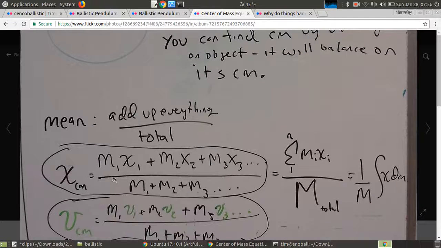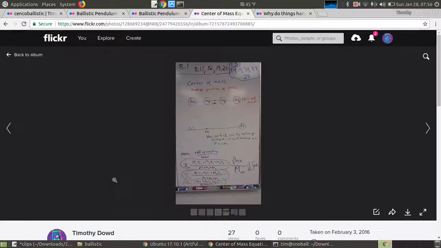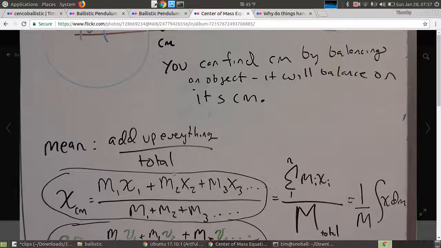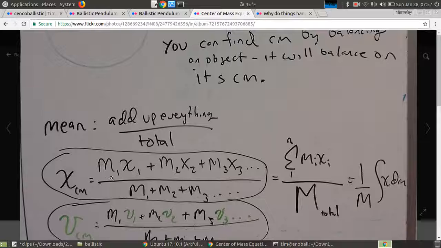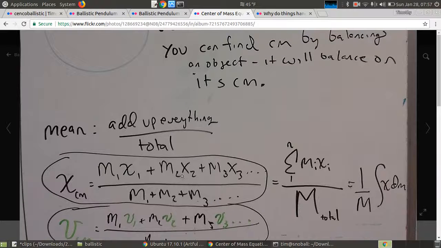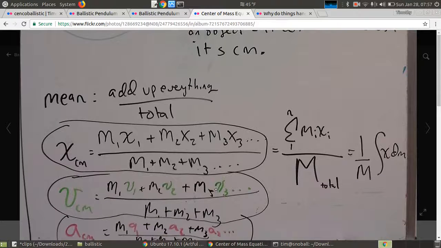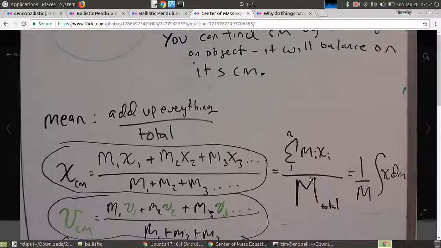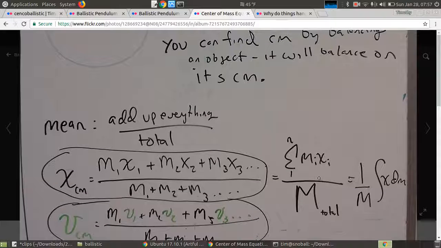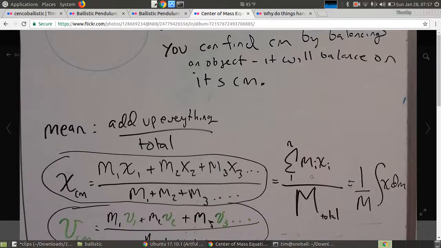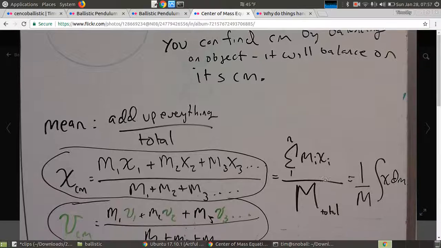So imagine I'm going back to the clay on a stick here. I pick a place that I call position 0, and I just multiply that position by the first mass. I add the second mass's term, the third mass's term, and I divide by the total mass. The way you could write that in shorthand would be this. I'm summing up all the mass times positions and dividing by the total mass.